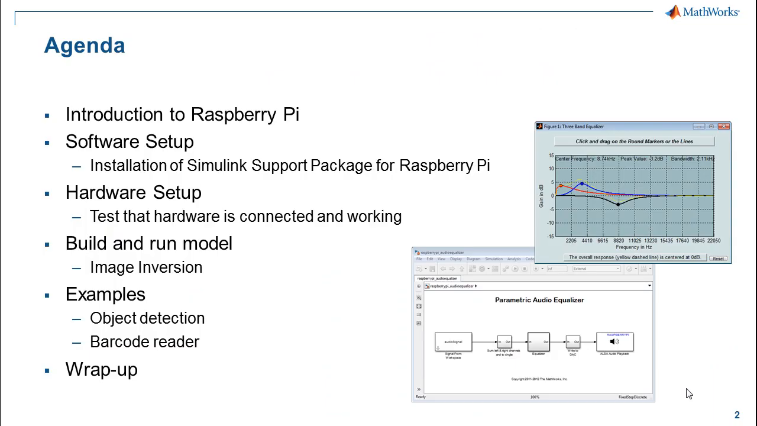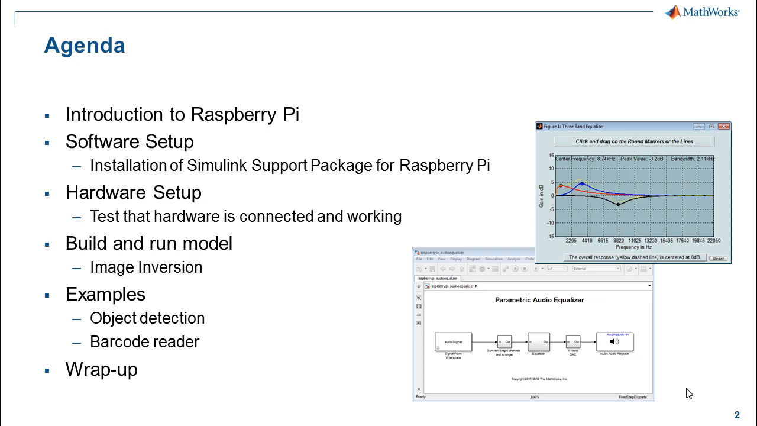Our agenda: I'll give a brief introduction to the Raspberry Pi. I'll talk about the software setup, including the installation of the Simulink support package for Raspberry Pi. I'll talk about the hardware setup and show how to test that the hardware is connected and working. We'll build and run a model, and I'll use an image inversion example.